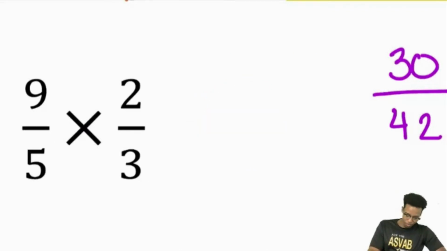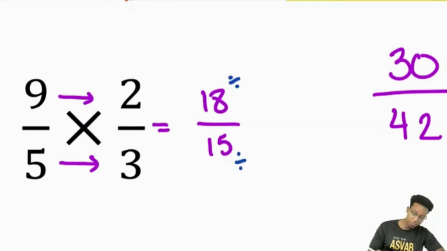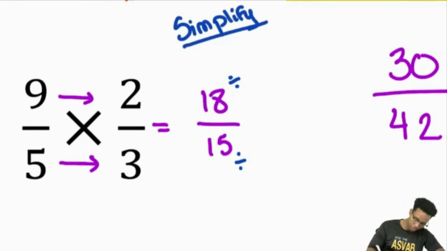So what we could do is just straight across multiply 18 over 15. And then you can see that 18 and 15 are both divisible by 3. Again, this is the simplifying part of what we're doing. Here we are simplifying. We can divide both the top and the bottom by 3, which will give us a final answer of 6/5.